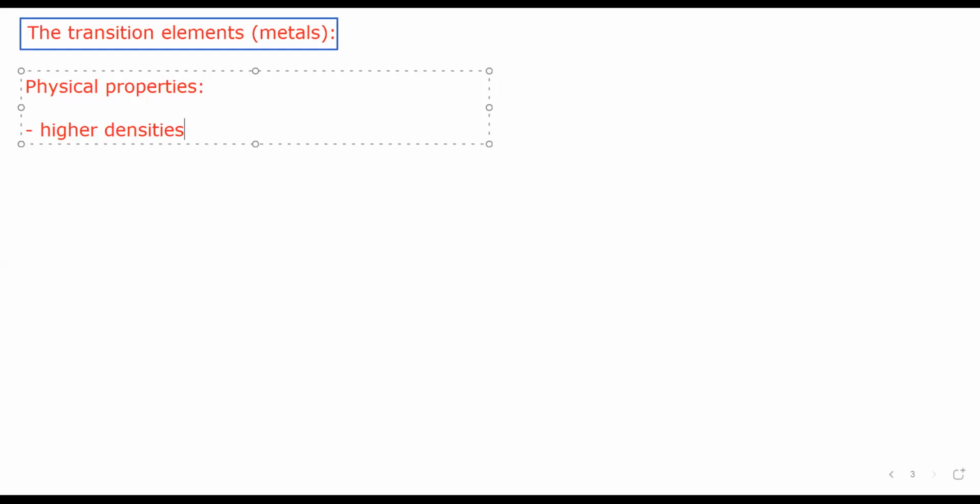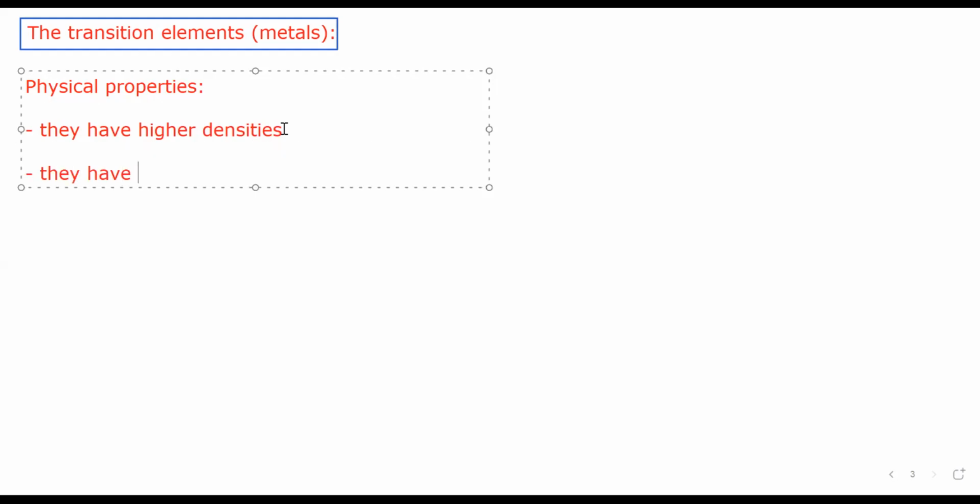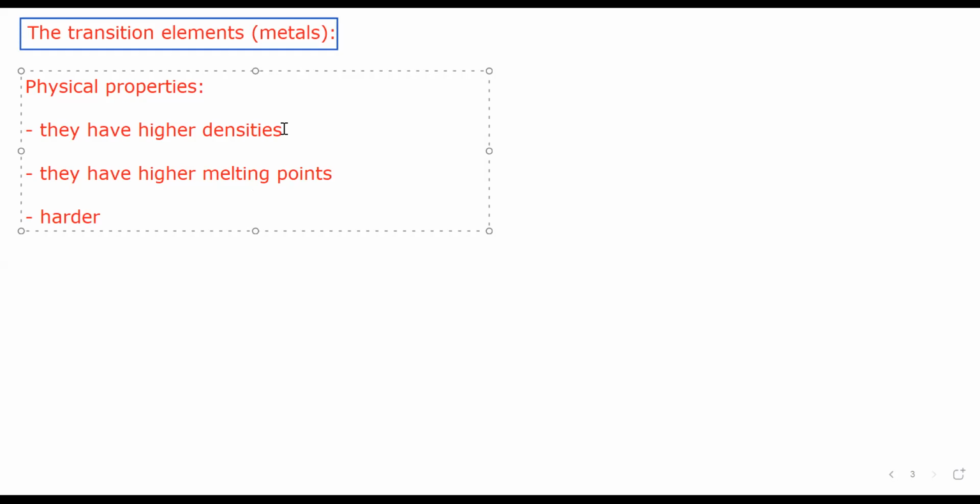Let's write it properly. They have higher density. Other than that, they also have higher, use the word higher instead of high because it's a comparison, they have higher melting points. Other than that, they are harder. Again, because we are giving the comparison, they are stronger.